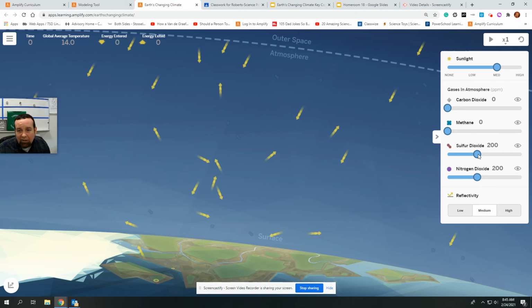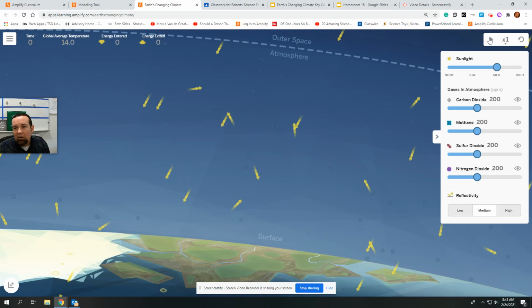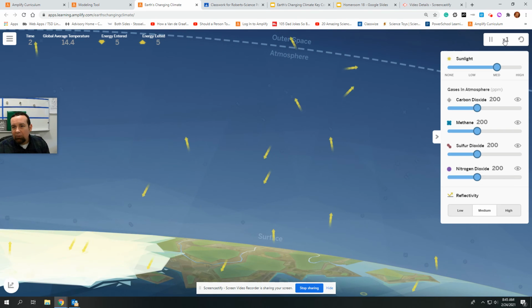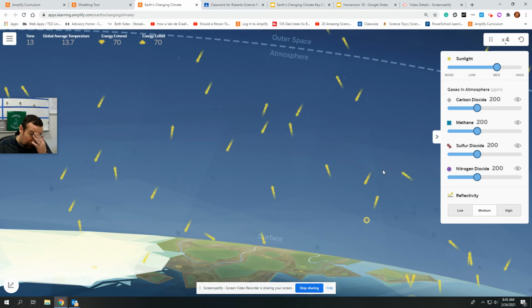And this sulfur dioxide, remember, the more sulfur dioxide we have in the atmosphere, the more of the sun's rays get reflected back into outer space. So we don't get as warm. So I want to crank that up. And actually, before I do that, friends, I'm going to put it all back to the way it was. Just reset. Yes. Because I do want to see the chart, because I think that's fun. So I'm going to let this run for a little bit on super speed.